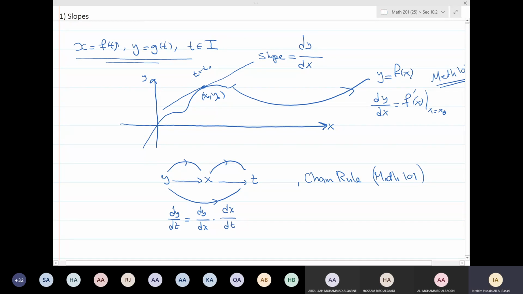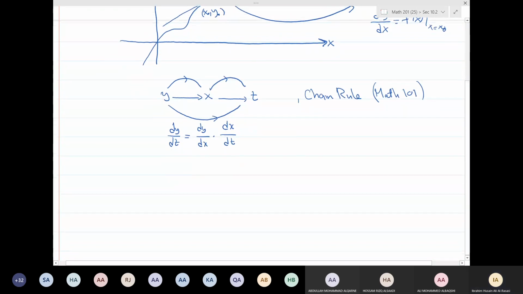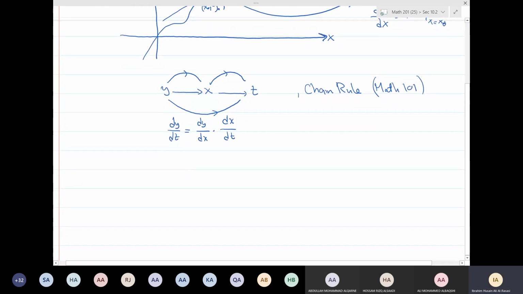This is the chain rule, right? Do you remember it from Math 101, or did you forget it? Yes, it evaporated, doctor. Okay, which is natural, don't worry. But this is a reminder. To go from y to t, I can go first from y to x, then from x to t. I go in a chain, in a sequence.